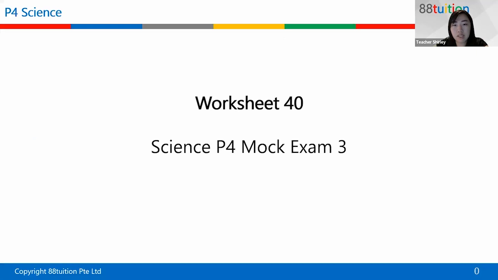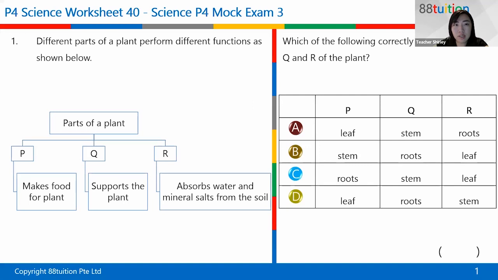Okay. Let us take a look at this question. This is of course the different plant parts and their functions. Generally, for P4 level, you only need to know 4 parts. You don't need to know the fruits and flowers yet, because you're going to learn them in P5, right? So if you look at this flow chart, you have parts of the plant, you have P, Q, and R. The first thing to do is to identify what is P, what's Q, and what's R.